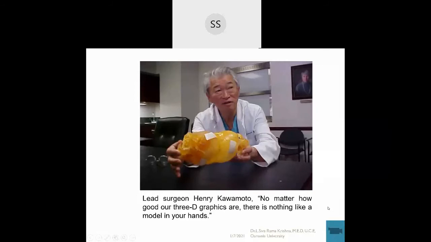Let us see this video of how this operation is done. The operation took nearly 10 to 12 hours. During the operation, they put all these models beside the operation table. They understood how to do this. Let us watch this video and understand how additive manufacturing can be used for separating conjoined twins, such a complex operation.